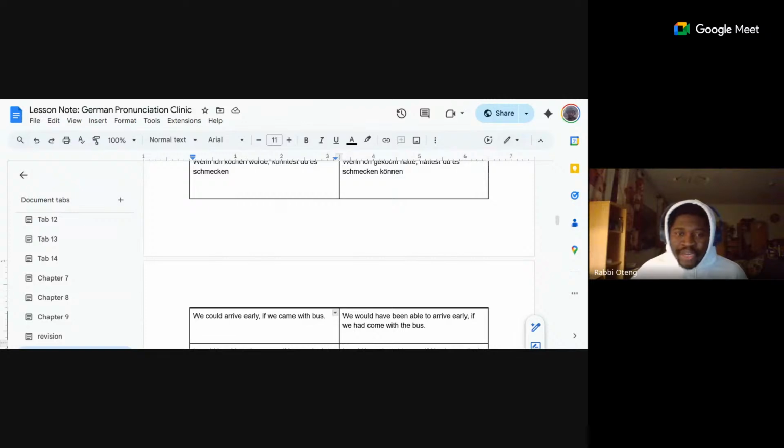So: "We could arrive early if we came with the bus." See, in English you say "if we came with the bus," but we haven't even gone to the bus station. We haven't even planned to take the bus yet. But in English, you can't say "if we would take the bus." In German, that exists. We use the verb with würde and say "if we would take the bus." That's the translation of the sentence in German. But in English, we can't. They say with the conditional sentence, we don't combine "if" and "would."